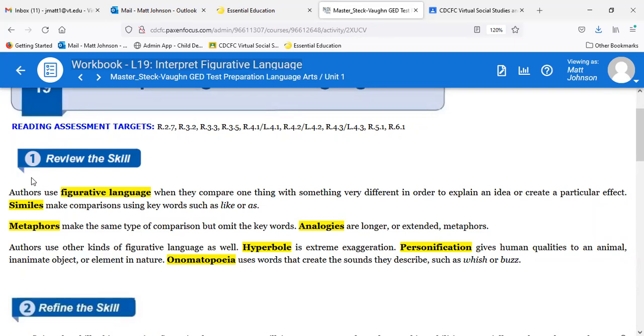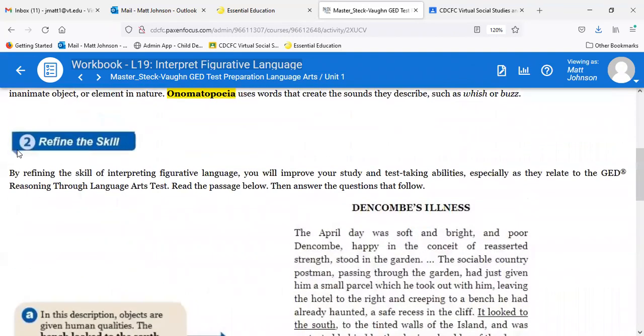And then, like we said, hyperbole is extreme exaggeration. Like I said, that's something that we see often in nonfiction. We see editorials, politicians and stuff like that are prone to use hyperbole. Personification gives human qualities to an animal, or an inanimate object or an element of nature. So something that is not human, you're giving it some type of human qualities. And then onomatopoeia uses words that create sounds like they describe: whoosh, buzz, all that kind of stuff. Meow, bark, neigh. Those are all kind of examples of onomatopoeia.